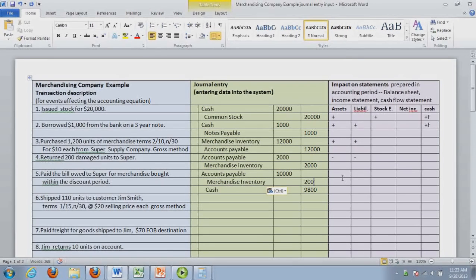If we look at the impact on the statements, inventory and cash are both assets. So our assets are going down in total by $10,000. We also are reducing liabilities by $10,000. And at this point, there's no impact on the income statement until we sell it. But we do have a cash impact. So the cash is going to go down by $9,800. And I won't show the amount over there, but this is part of our daily transactions. So certainly this would be operating.